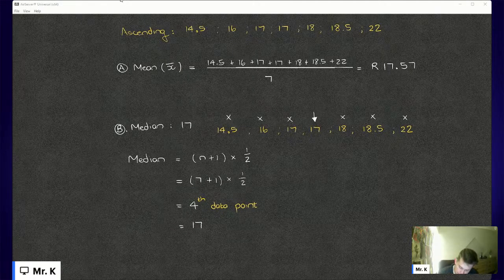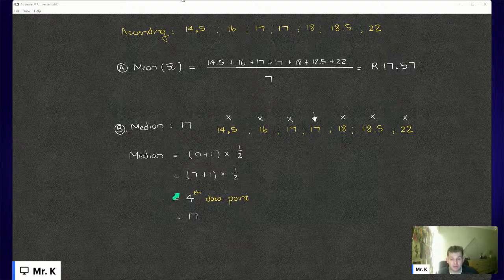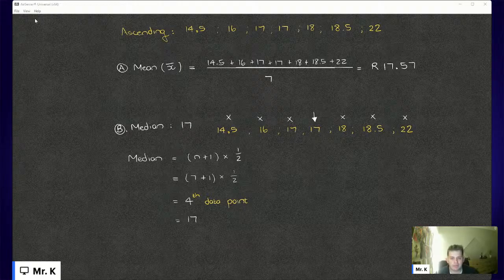But you do have to be mindful of the fact that your answer using this formula is going to give you a position, not a value, right? So it's telling you to look at the fourth data point. The answer is not the number 4. Okay, so using the formula is important, but remember it does take a little bit of extra understanding, but you guys are more than welcome to figure out which method you prefer.